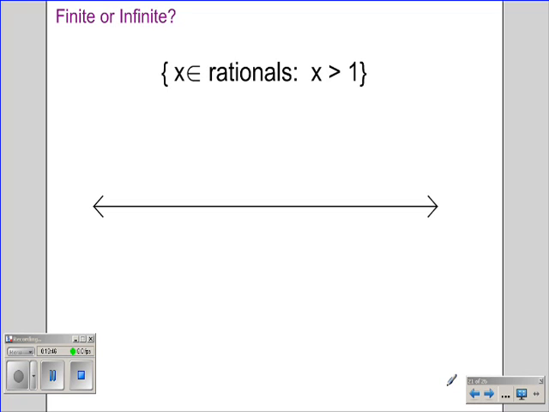Take a look at this example. x is an element of the rationals. x is greater than 1. I'll give you a moment to think about this and determine if it's finite or infinite and why.